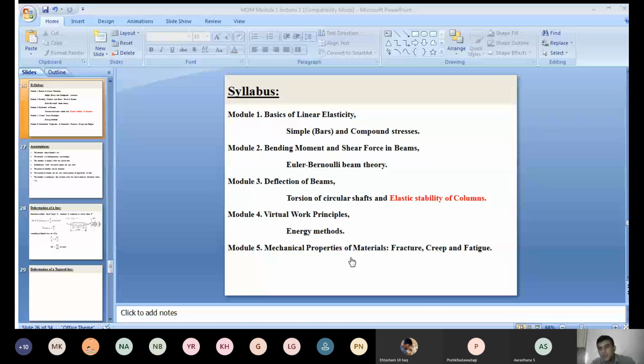In tomorrow's class, keep a separate notebook for this subject, and you should have a calculator, pen, pencil, eraser. First we'll derive the equations, then we'll solve problems on that. So be ready with all these things in the next class.